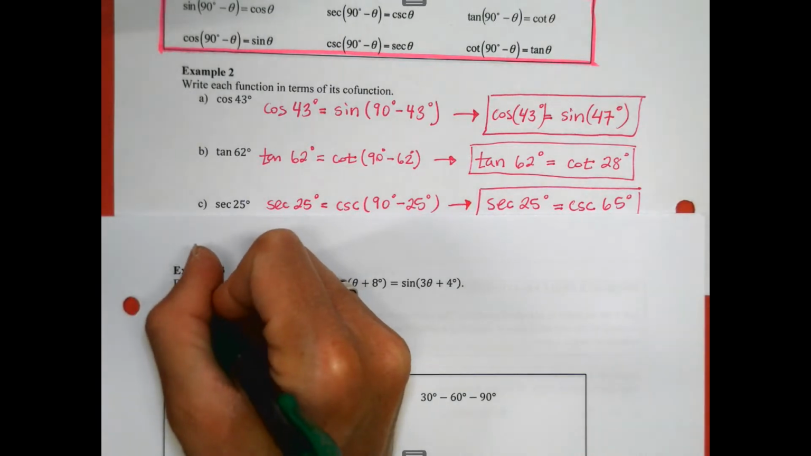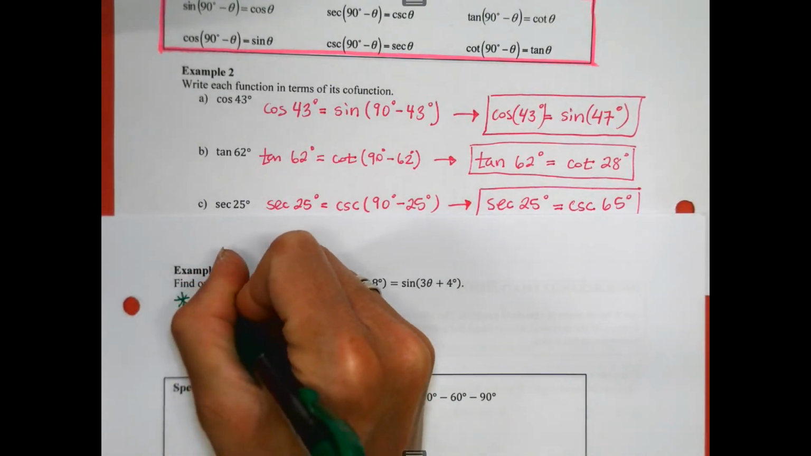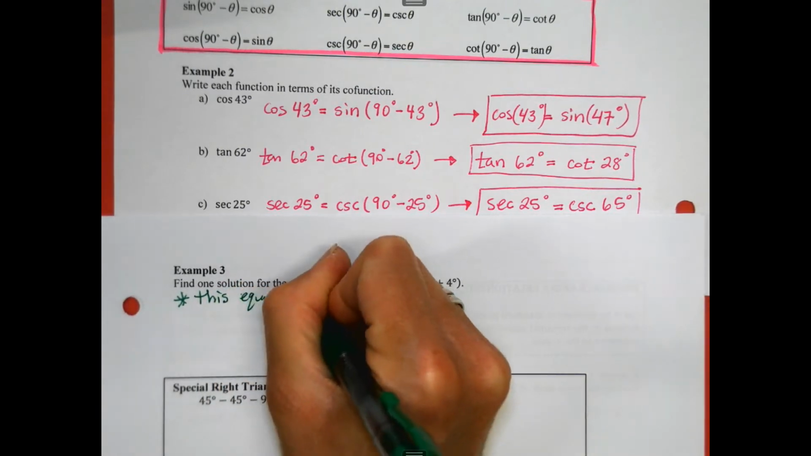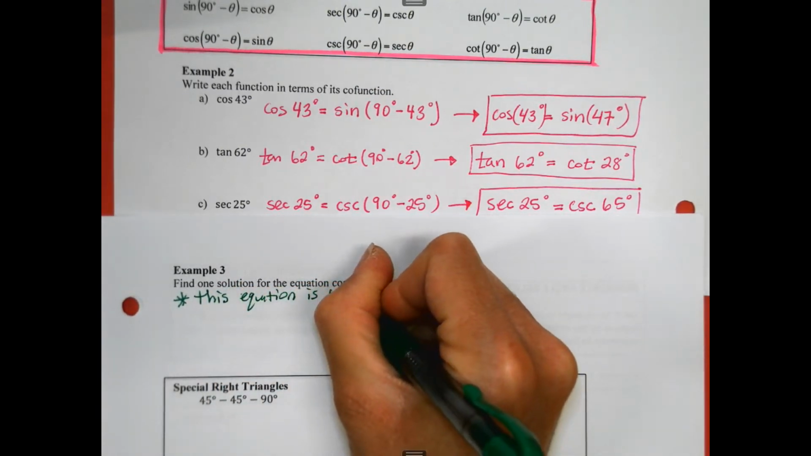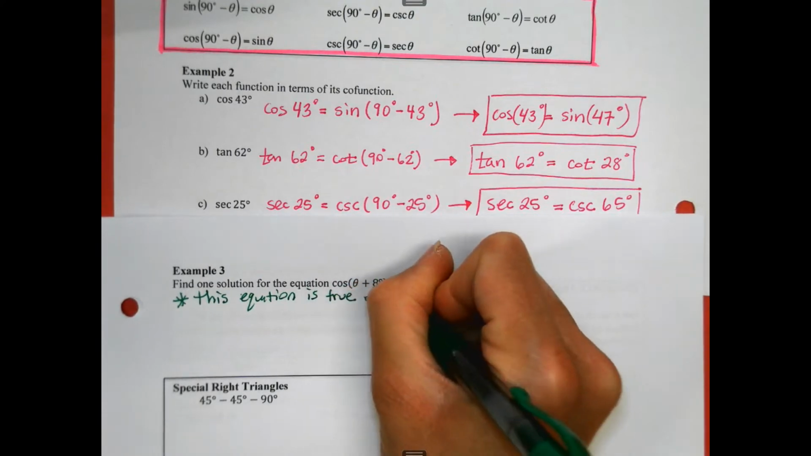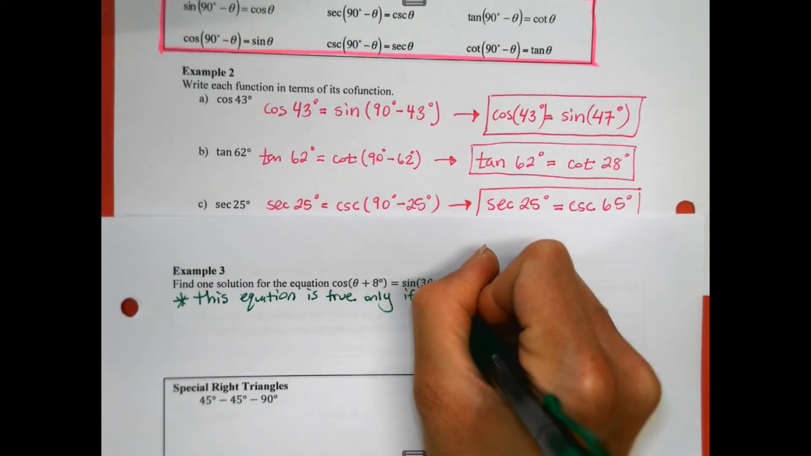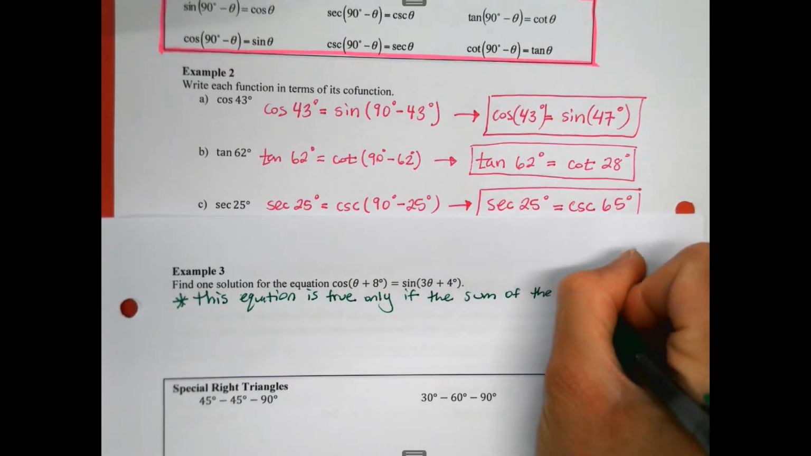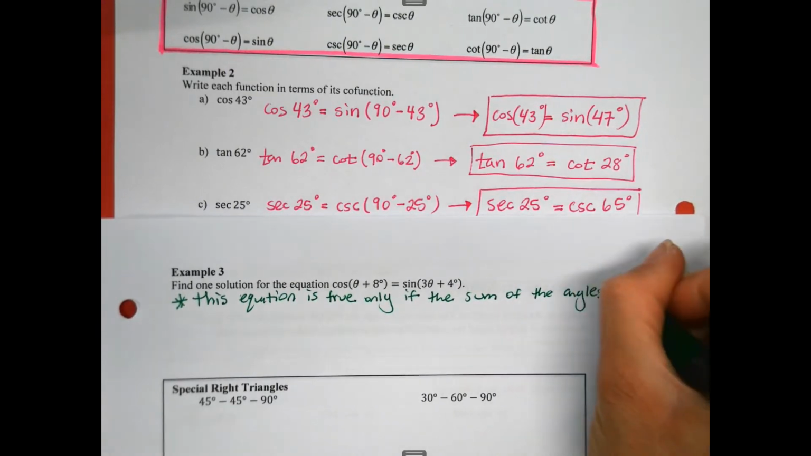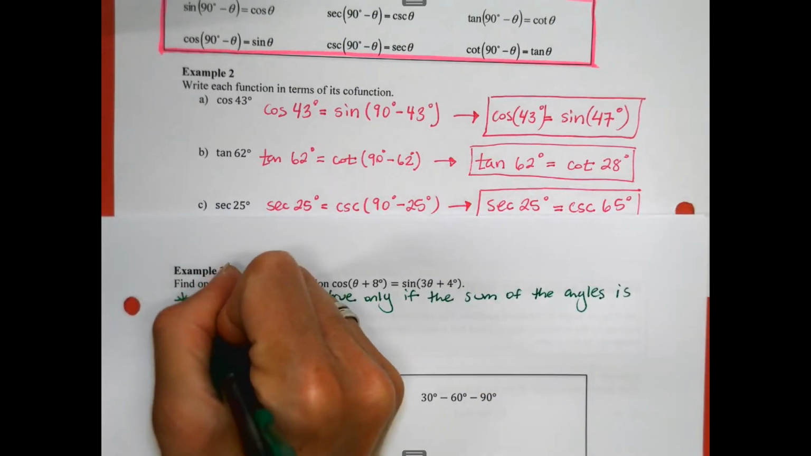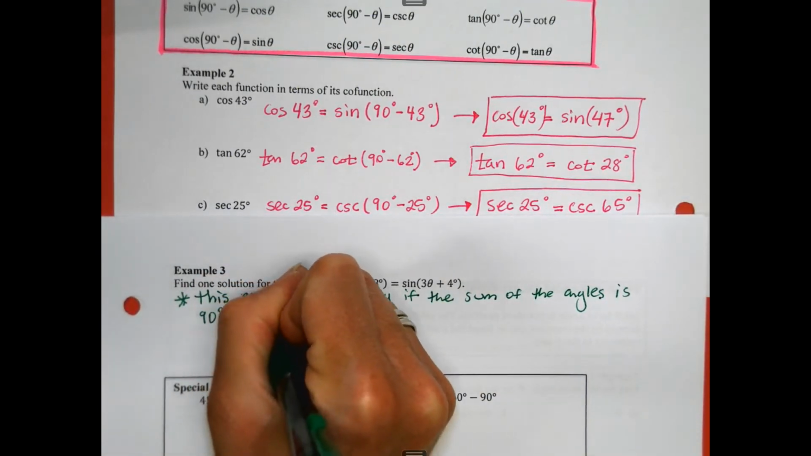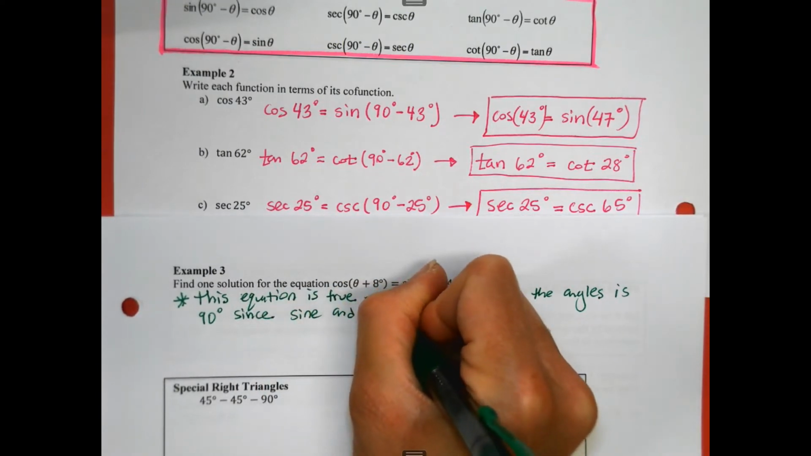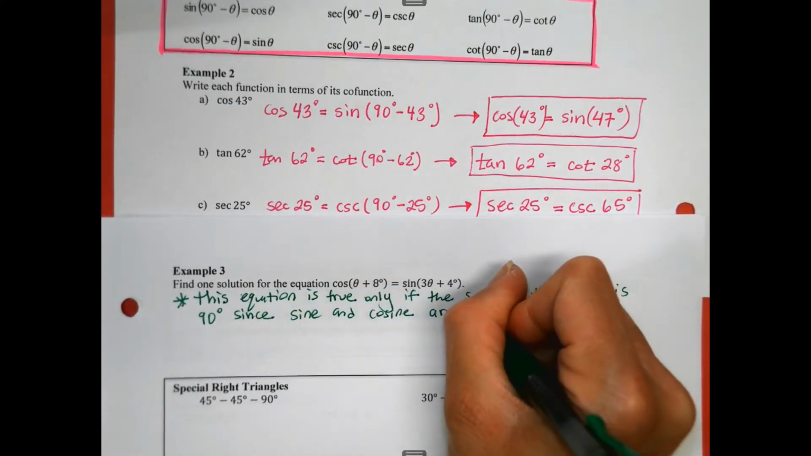So, as a side note, this equation is true only if the sum of the angles is 90 degrees, since sine and cosine are cofunctions.